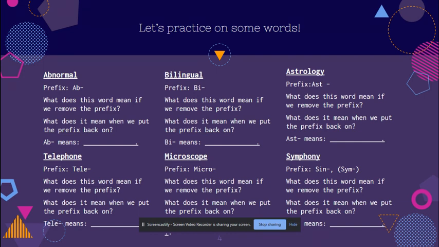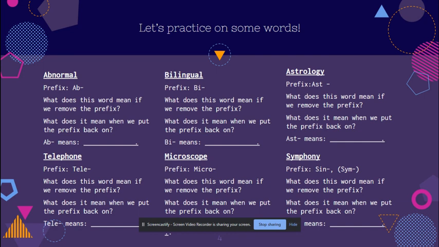And then I'm going to ask, what does it mean when we put the prefix back on? And this is going to be a vocabulary word that the kids are familiar with. So they're going to say weird, different. And therefore they're going to determine that ab, or the prefix ab, means away from or straying from normal.